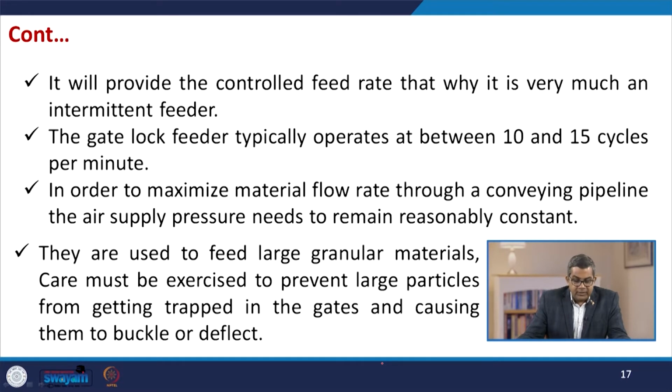It will provide a controlled feed rate. That is why it is very much an intermittent type of feeder. The gate lock feeder typically operates at between 10 to 15 cycles per minute. Now, in order to maximize the material flow rate through a conveying pipeline, the air supply pressure needs to remain reasonably constant.